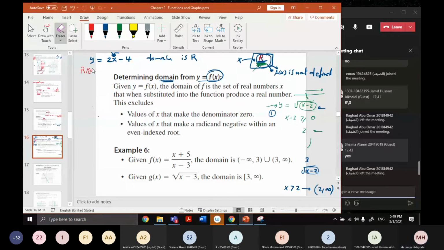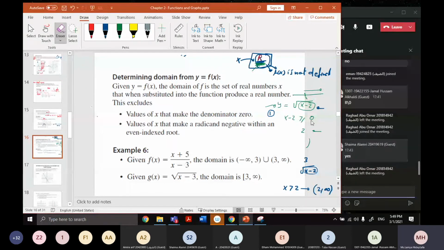طيب what if the function حقتنا كانت مثلا 3x على x minus 2 مضروبة في square root of x minus 4. What do you think? What is the domain?